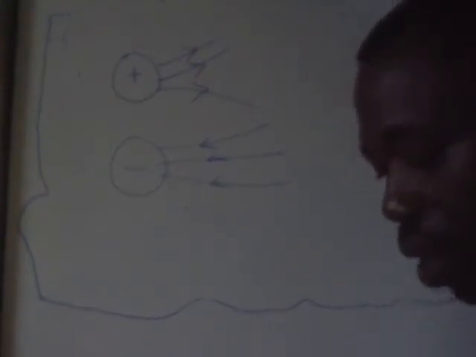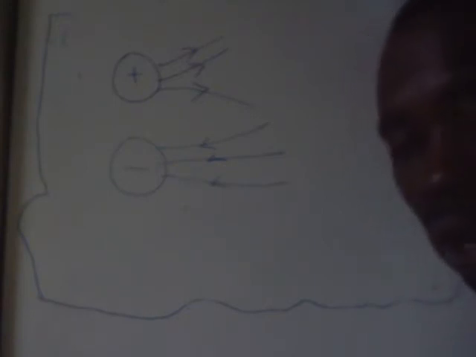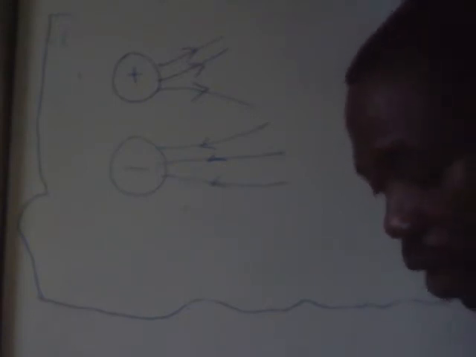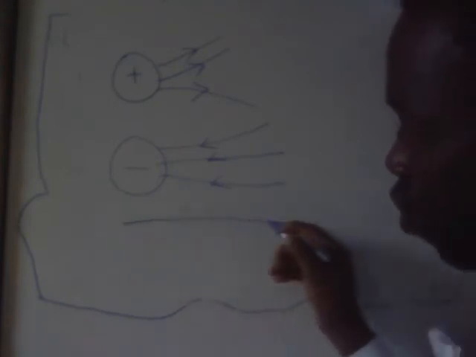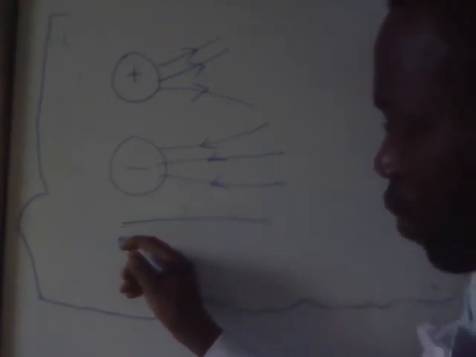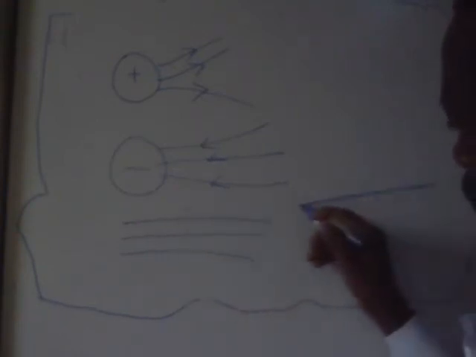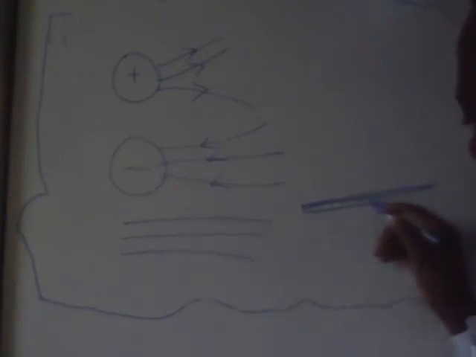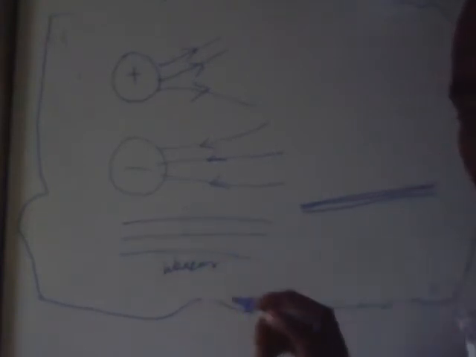Option A, the closer the lines, the weaker the electric field. No. The closer the lines, the stronger the electric field. When the lines of force are very close, like these three lines very close to each other, the field is stronger. Where we have more space, it is weaker.